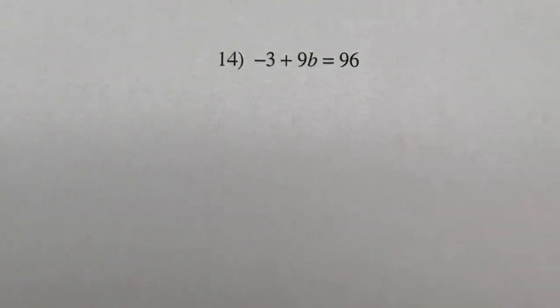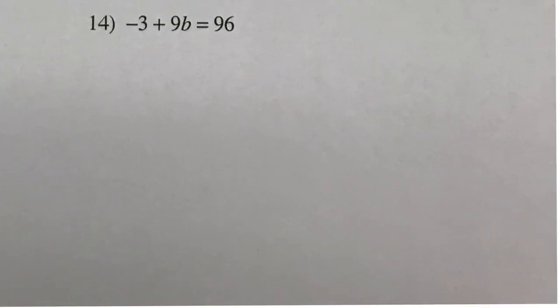And last question. And we'll go ahead and double check this when we're done. So -3 plus 9b equals 96. What do I want to get all by itself? I want to get the coefficient and the variable all by itself. So I'm going to work with the constant first. So the -3. What's the opposite of -3, or what's the inverse operation I would use? I would add 3 to -3 to get 0.